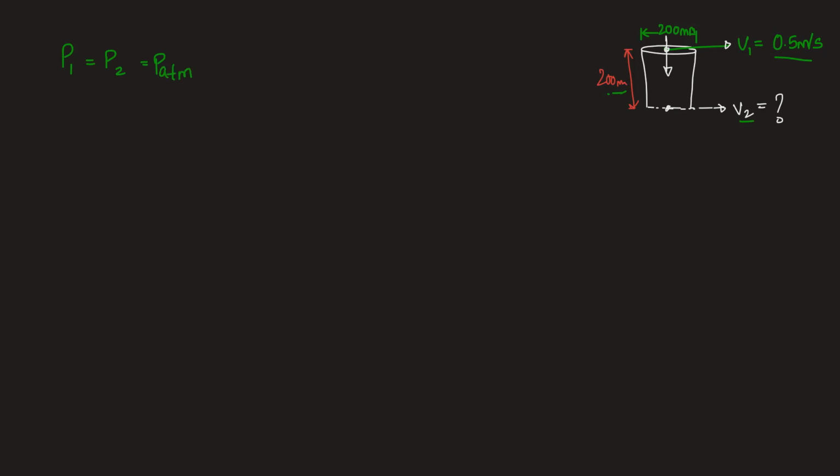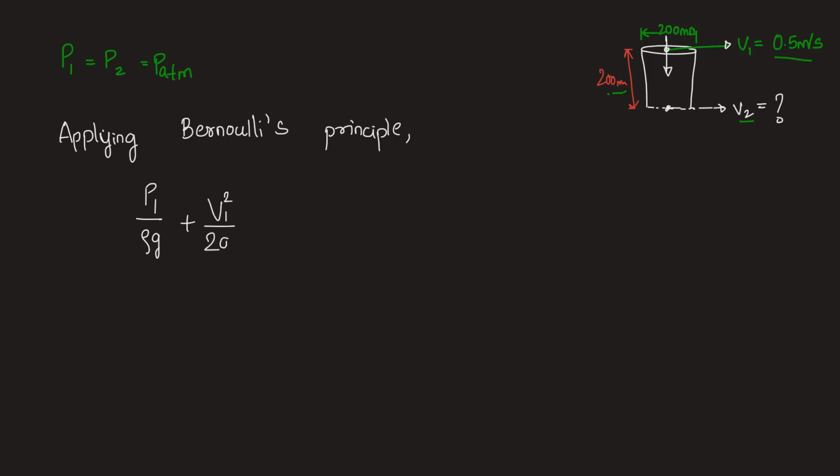Also, there is no information of incompressibility given. It's given that you have to neglect all the energy losses. So we can consider the flow as incompressible, frictionless and steady. Therefore, applying Bernoulli's theorem, we have P1 by rho g plus V1 square by 2g plus H1 is equal to P2 by rho g plus V2 square by 2g plus H2.